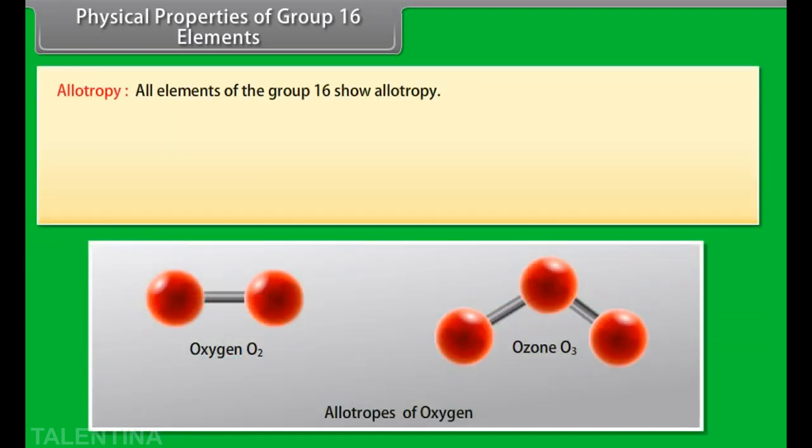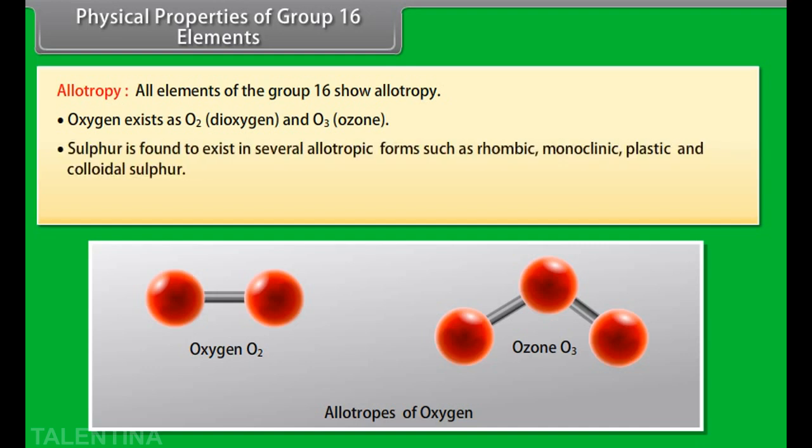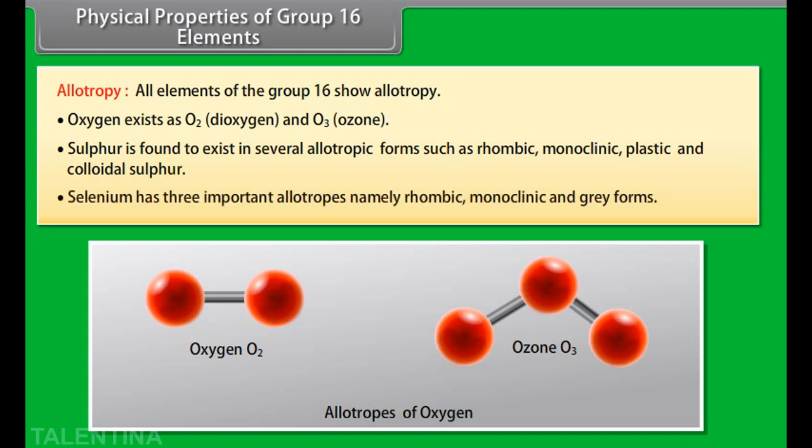Allotropy. All elements of group 16 show allotropy. Oxygen exists as O2 and O3. Sulphur is found to exist in several allotropic forms such as rhombic, monoclinic, plastic and colloidal sulphur. Selenium has 3 important allotropes, namely rhombic, monoclinic and gray forms.